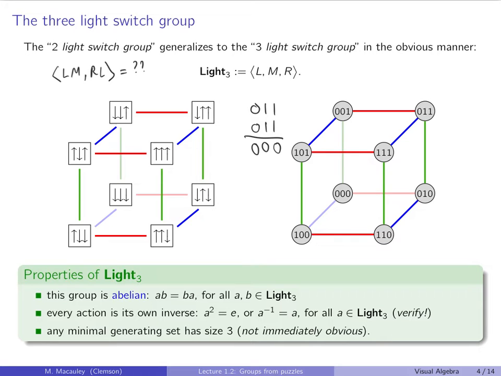And as we'll see soon, there are other groups of size 8, and none of the other ones are going to have this property. So if we find a group of size 8 that can be generated by 2 actions or 2 elements, then it can't be this one. They have to be non-isomorphic, and that's the no certificate that we seek.